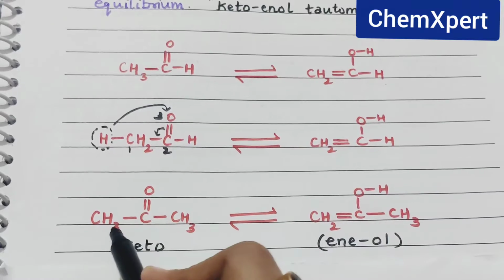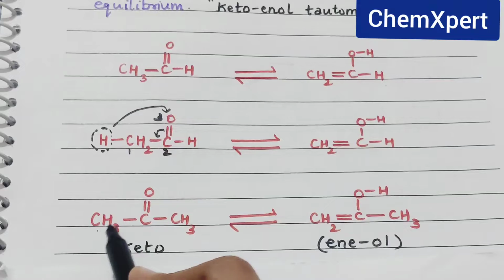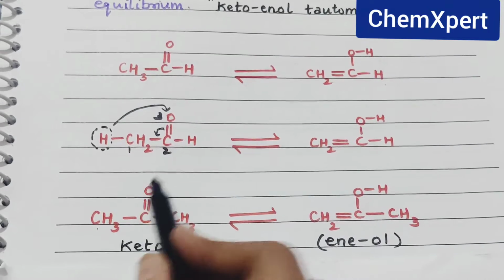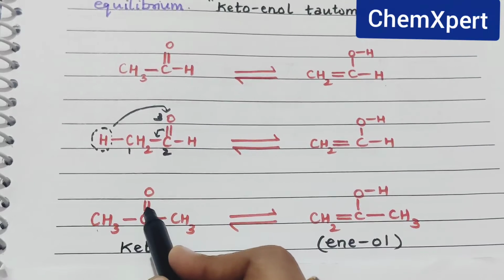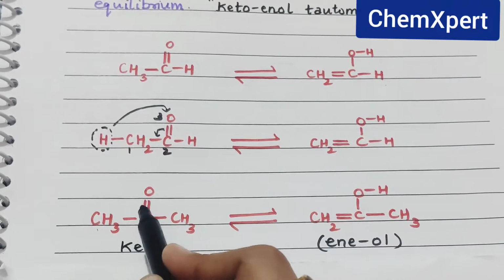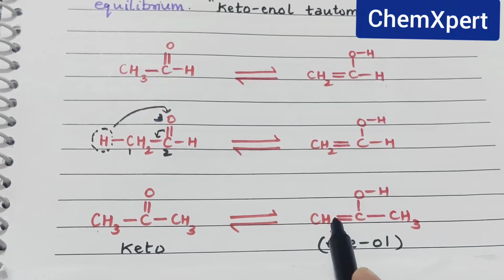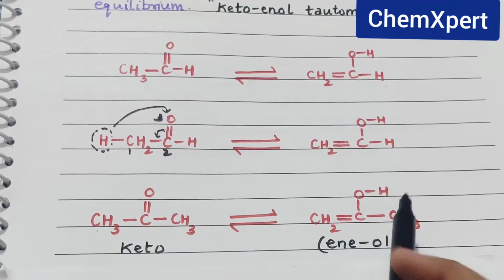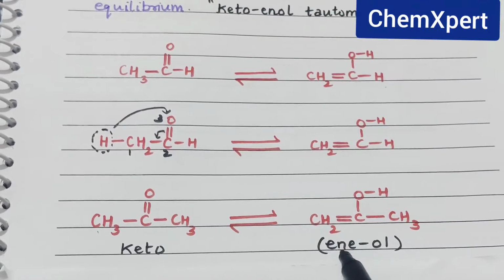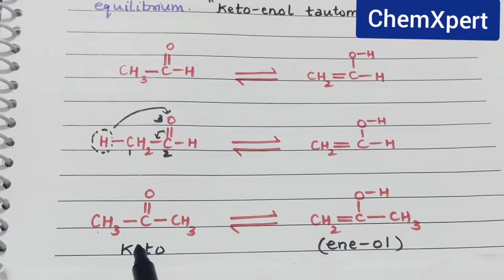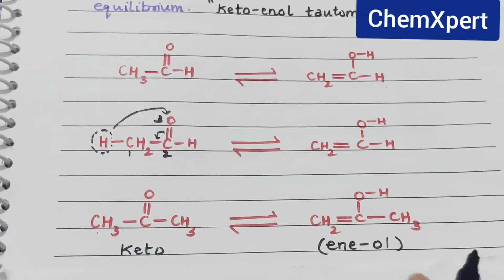Now again here first, second, third, so hydrogen from this position shifts to O like this, and the double bond from here will shift to the adjacent side where hydrogen has moved in order to balance the valency. So now the ene group is also present and the OH, ol group is also present. That is why it is known as enol, which exists between the ketone and the enol form.